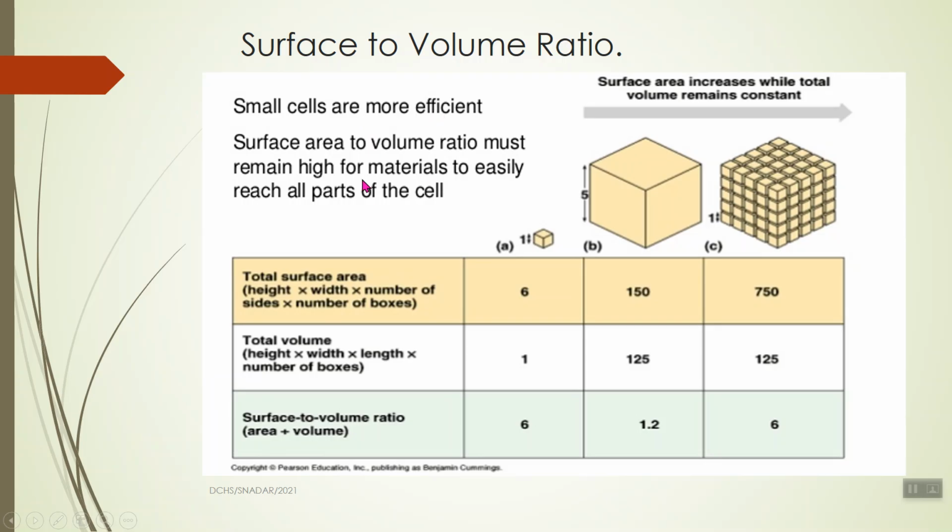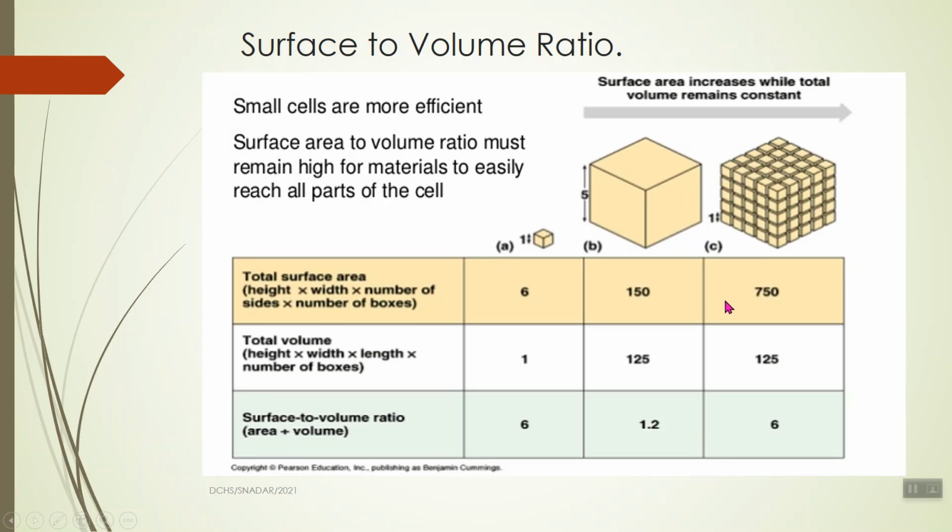Why? Here is the mathematical modeling that you can see, with three sets of cubes. This one right here is one by one, very small. You can see one big cube where all the sides are in a unit of 5. And here is another one with the same volume. These two are the same volume, but this one is made up of many small cells.